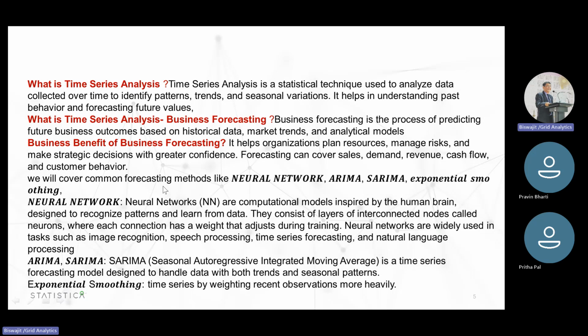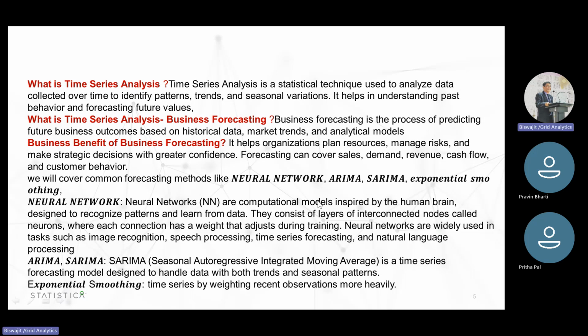We will cover common forecasting methods like neural network, an AI approach to solve this passengers prediction problem. We'll be using ARIMA, SARIMA, one of the most widely used classical statistical techniques for prediction or forecasting. Then we will be using exponential smoothing. What is a neural network? Neural network is again a very old AI technique. Neural networks are computational models inspired by the human brain.